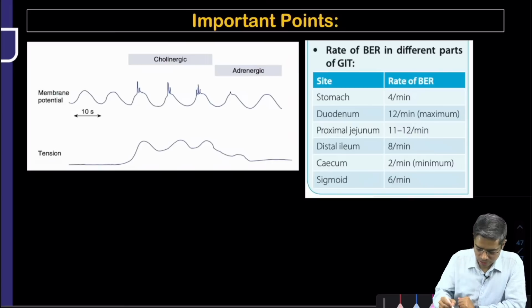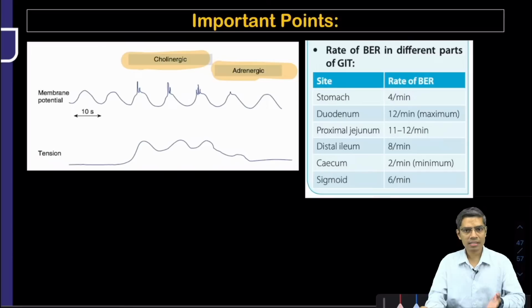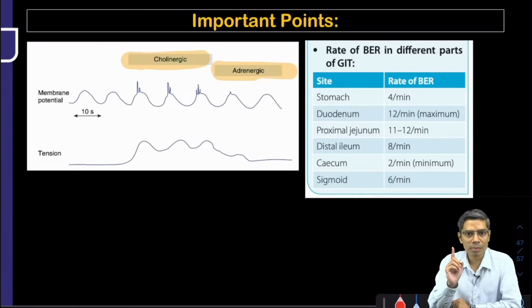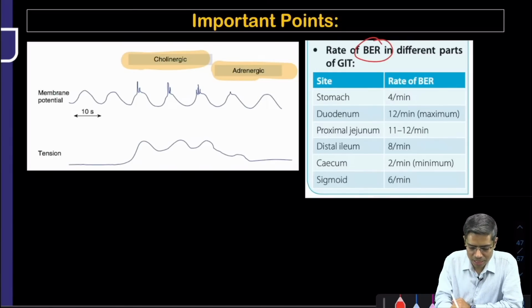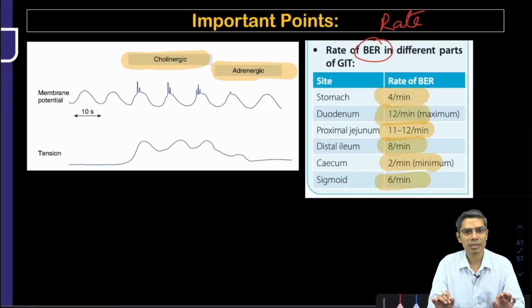So, you can see here that this is cholinergic stimulation, this is adrenergic stimulation, and this is the diagram which is given in the question. Now, one of the most important things that you have to remember is the rate of BER in different parts of the GIT. This has been asked multiple times in MCQ. So, please remember stomach is 4, duodenum is maximum 12, proximal jejunum is 11 to 12, distal ileum is 8, and for the cecum and sigmoid colon, the rate is given. This is a must-know area, you have to remember this rate for your INI-CET examination, right.